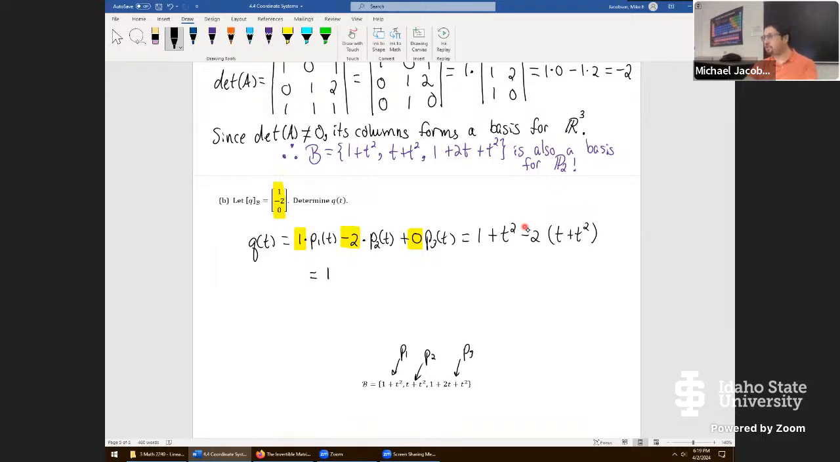We can distribute the -2 through to get 1 plus t squared minus 2t minus 2t squared. Combine our like terms and we get 1 minus 2t minus t squared. Well, we did, folks. If that's the coordinate vector of q, then the original polynomial q must have been this right here. Any questions at all, folks, on that conclusion?